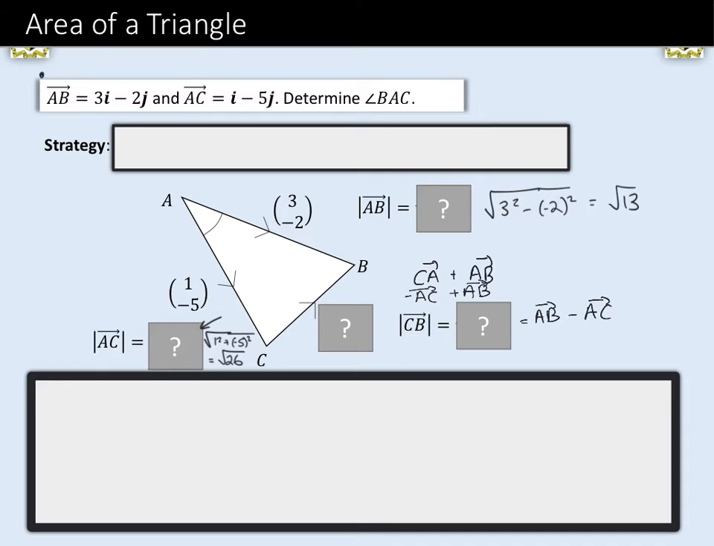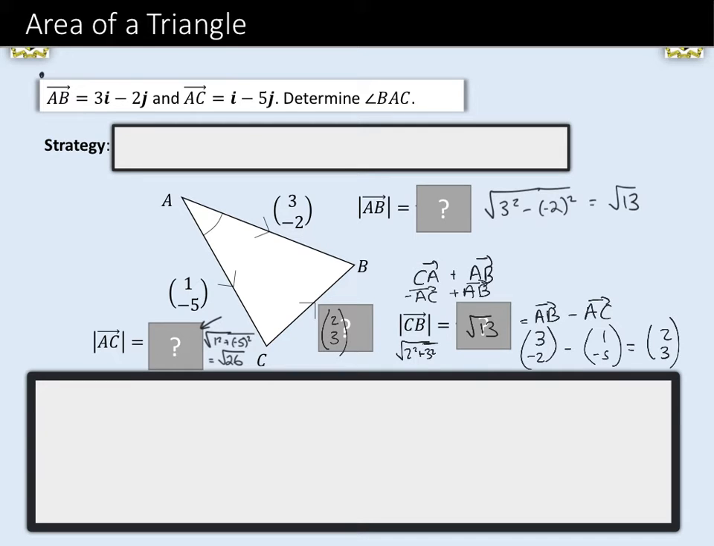So A to B is 3 minus 2. A to C is 1 minus 5. So that's just going to be 3 minus 1, which is 2, and minus 2 minus negative 5. So that's going to become a plus 5. So minus 2 plus 5, and that's going to leave me at 3 there. So now that I have that, I could write that here. Then I could figure out the magnitude of that vector. So that's going to be the square root of 2 squared plus 3 squared. So the square root of 4 plus 9, which is also going to be root 13 as well.